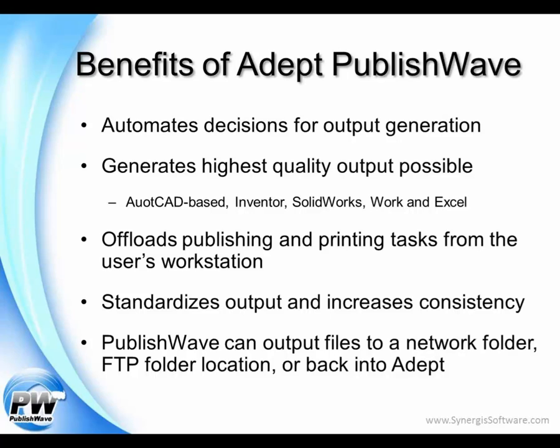You control the configurations for each application used in publishing, so you control line weights and colors and scales and extents and all those things, so you get consistent output for your users. And as a result, you can automatically publish documents to a network folder, sign them back into Adept, or even use PublishWave to populate ERP, MRP, or other systems such as SharePoint. So there's a lot of features and functions we'll go through today to show you how to do that and how our customers are using PublishWave.